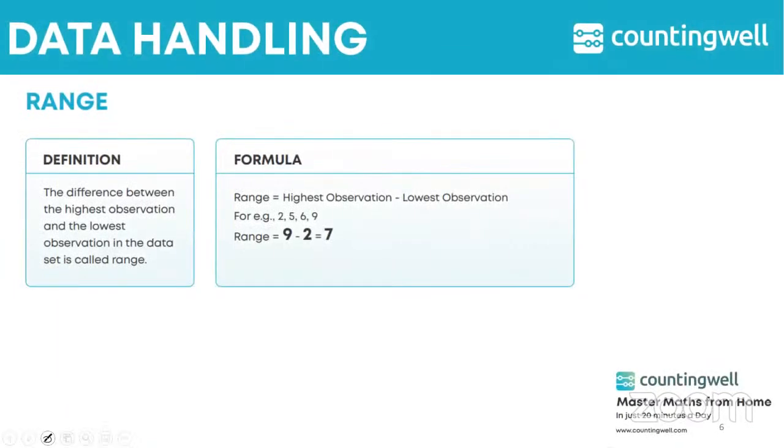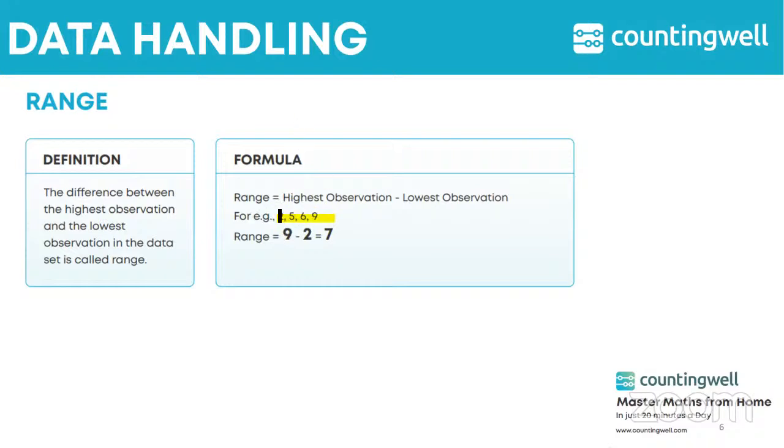Let us see what is range. Range of any data set is nothing but the difference of the highest observation and the lowest observation in the data set. For example, here we have a set of numbers. Okay, we have 2, 5, 6, 9.